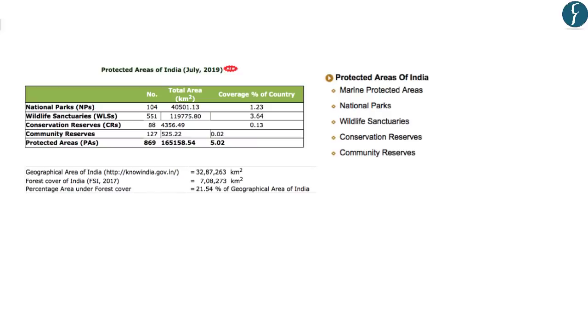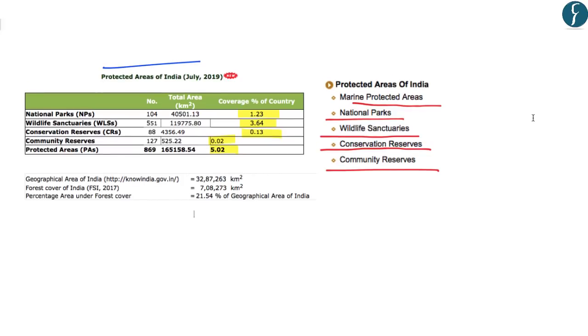Now, protected areas of India include marine protected areas, national parks, wildlife sanctuaries, conservation reserves, as well as community reserves. Now, the protected areas in India cover roughly 5.02% of the entire country, of which the maximum is covered by wildlife sanctuaries, that is 3.64%, followed by national parks, that is 1.23%. Further, 0.13% is covered by conservation reserves and 0.02% is covered by community reserves. Thus, all this information about the clouded leopard, Dampa Tiger Reserve, and protected areas becomes important from your prelims perspective.